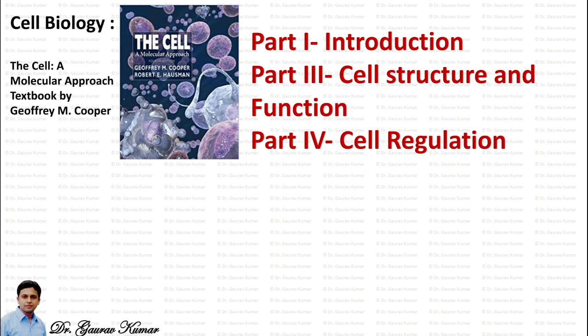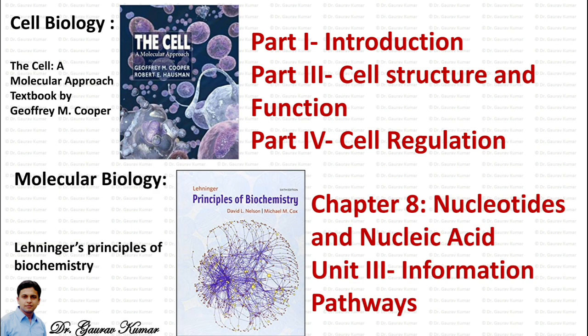But now the questions are generally asked a little bit advanced, on the undergraduate level. So in that case you have to follow this book for cell biology. Part 1 consists of the introduction, part 3 consists of cell structure and function, and part 4 consists of cell regulation. So if you see this book's index, you have to follow part 1, part 3 and part 4. You don't have to go through part 2. Part 2 is molecular biology, which you have to cover from Lehninger Principles of Biochemistry.